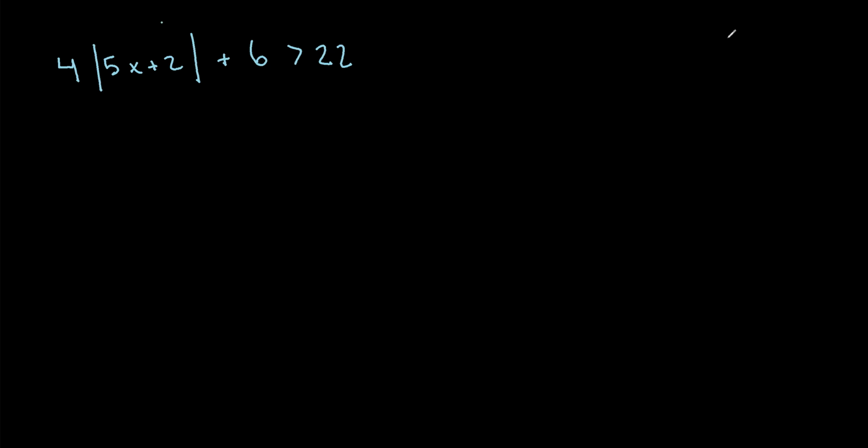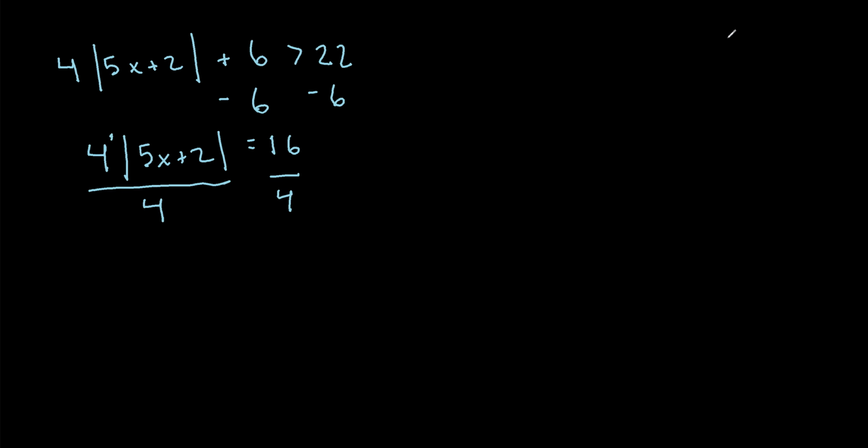So to do that, we first need to isolate these absolute value signs. So the way that we can do that is we can first subtract a 6 from each side. So we get 4 times the absolute value of 5x plus 2 is greater than 22 minus 6, that's 16. And now to get the absolute value all by itself, we need to divide each side by 4. So we can get rid of that 4 on this side, and we're left with the absolute value of 5x plus 2 is greater than 16 divided by 4, that's 4.